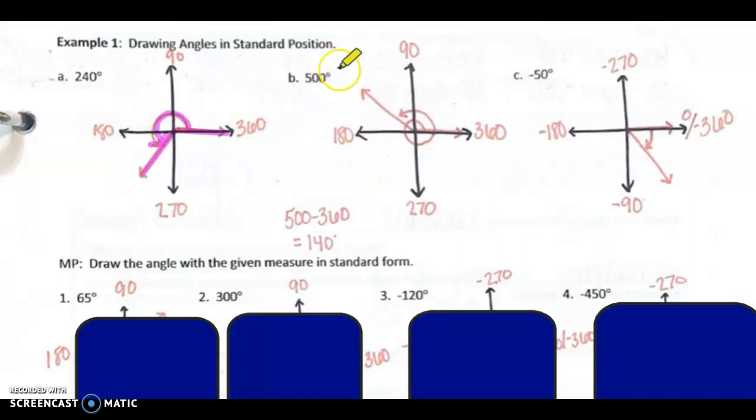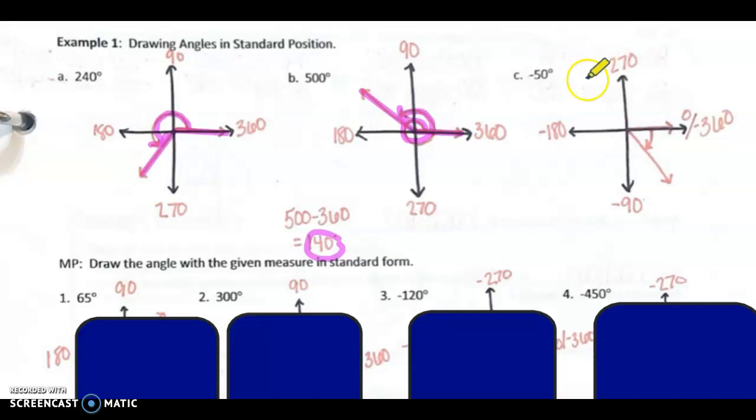So for 500, 500 is greater than 360. So what you have to do is you'll do 500 minus 360, and that gives you 140. And this is the angle that you're going to draw. So we'll have our initial side, sorry, 140 is the terminal side. So it's between 90 and 180. So we draw that line here. And then now our arc is actually going to be a squiggly line because it goes all the way around one time and then back to 140. So that's why you'll see that squiggly line there.